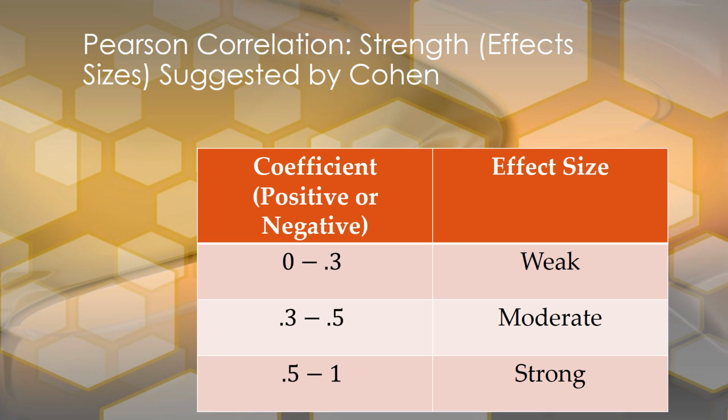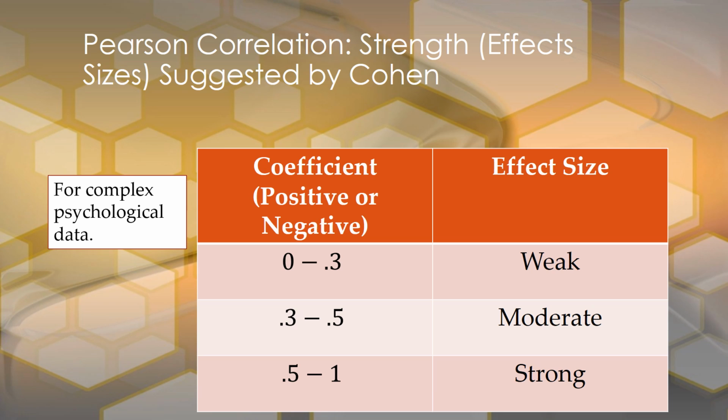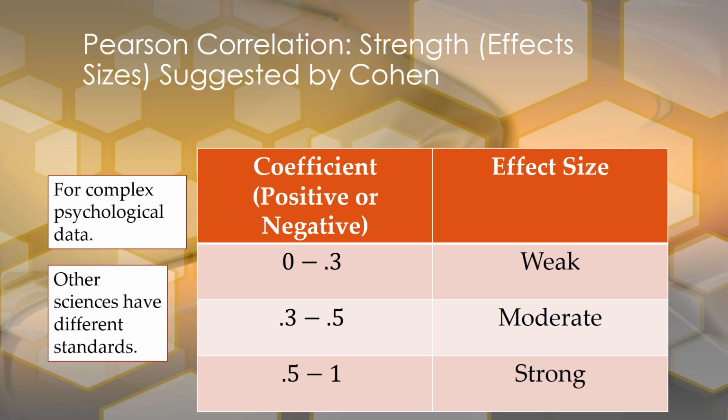So these effect sizes are for complex psychological data, and so we kind of have low barriers for the coefficient. For other sciences, they might have different standards. You might have to have a 0.8 or something to have a strong correlation instead of just 0.5. That's kind of low. But the reason that the standards are kind of low is because correlations in psychology are really complex.